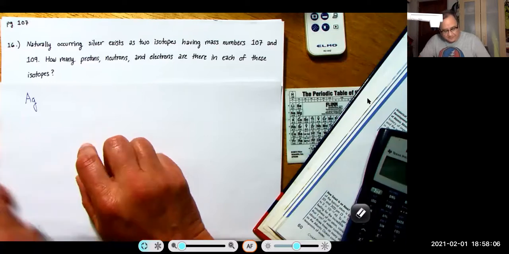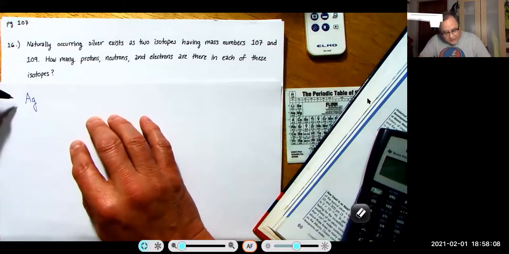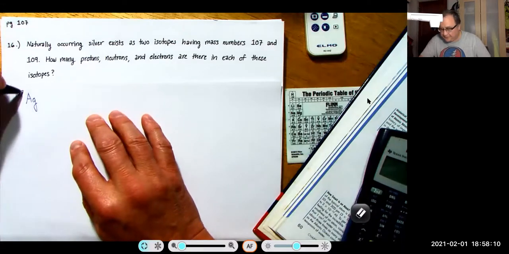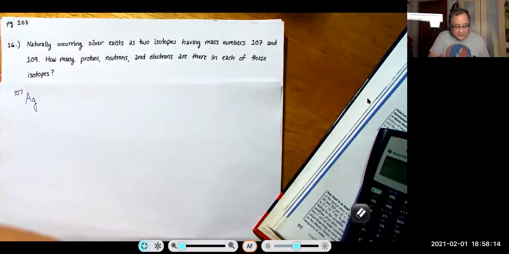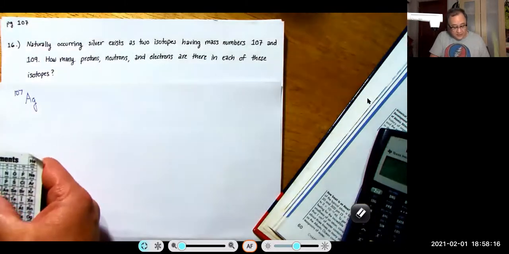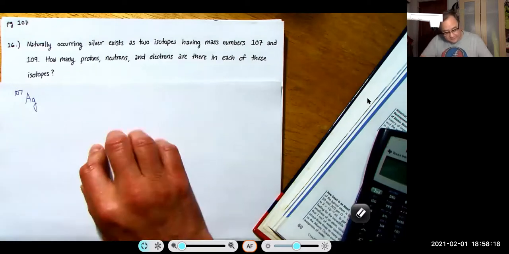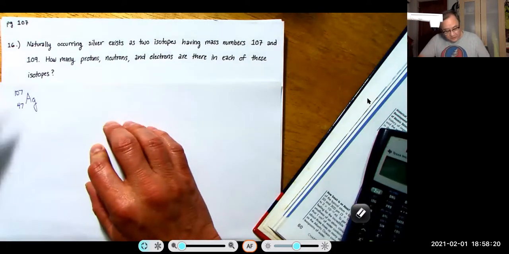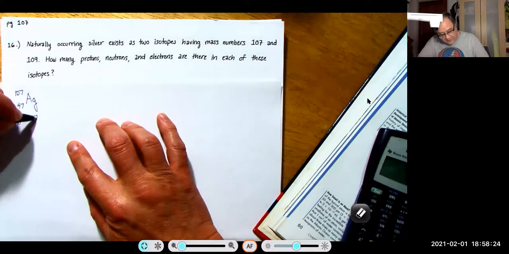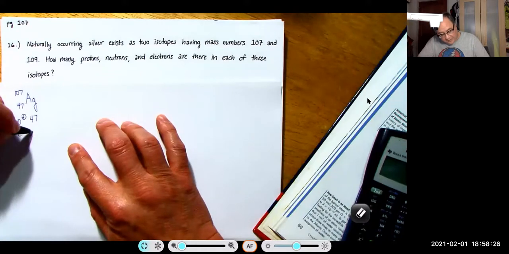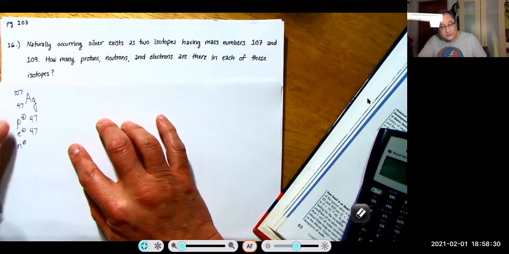Okay, great. So we're going to have silver 107, and the atomic number of silver is the number at the top in the square, and it's 47. So for protons, this has 47. For electrons, it has 47. For neutrons, we're going to subtract 47 from 107, which is 60.